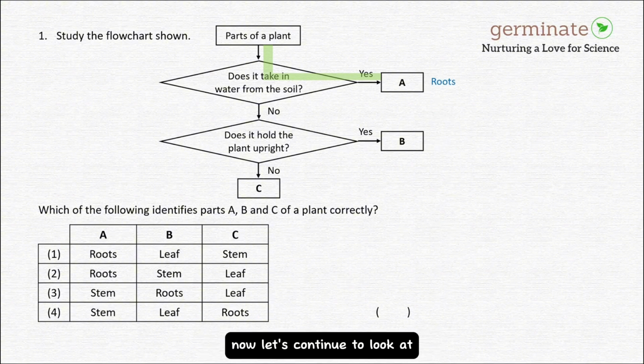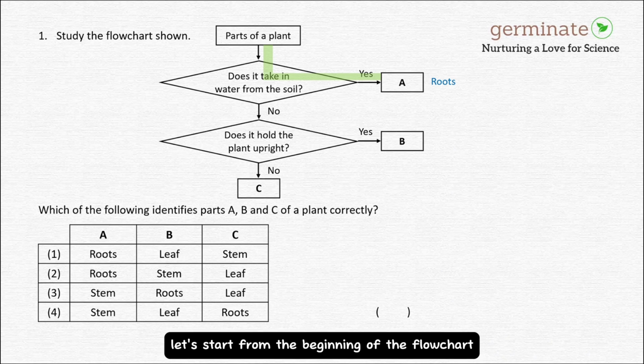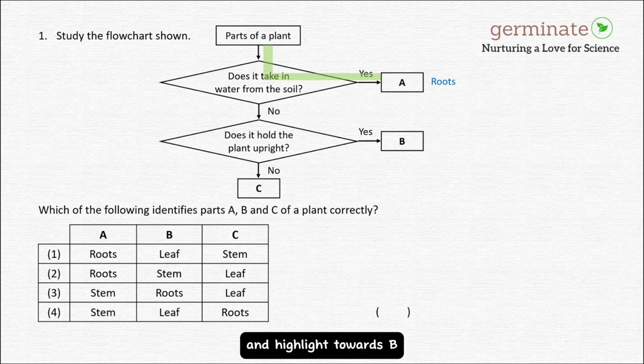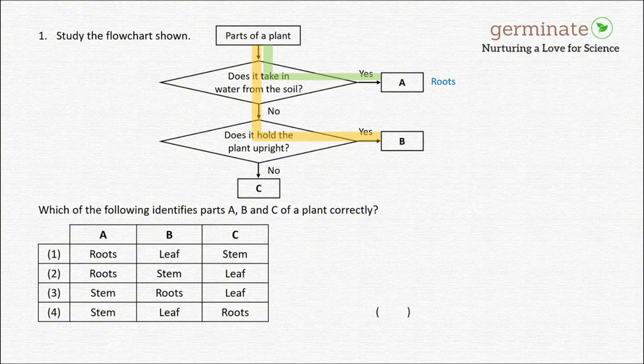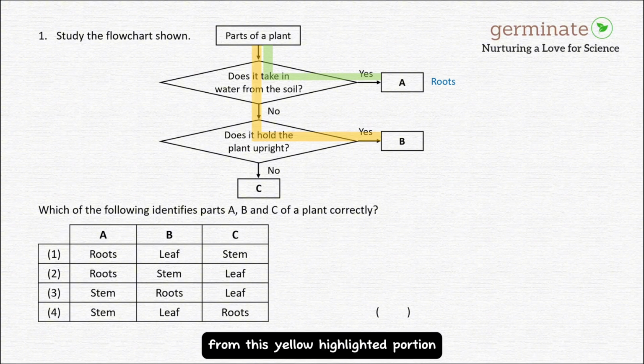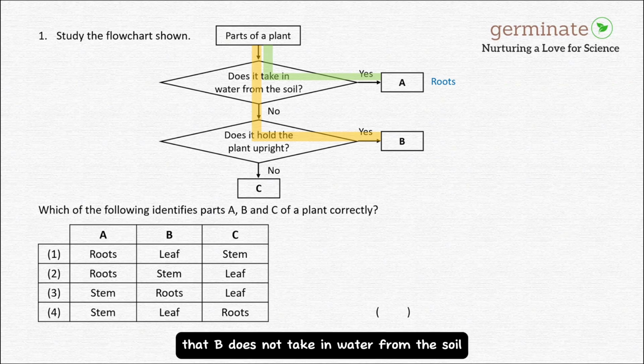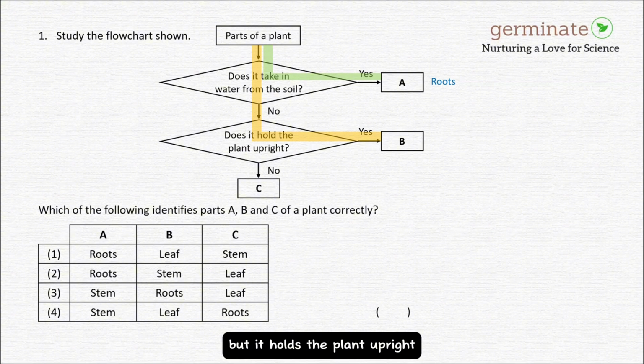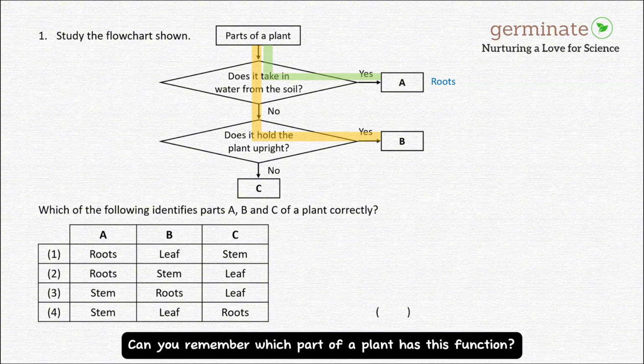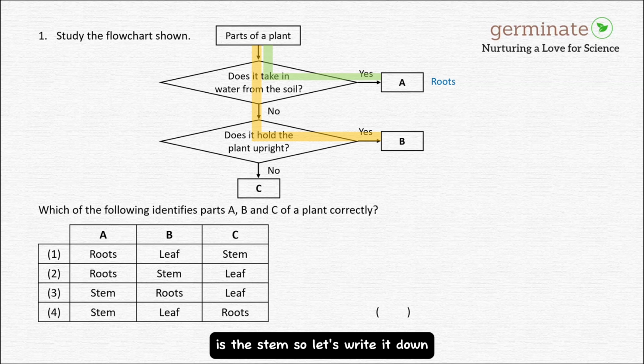Now, let's continue to look at what characteristics B will have. Let's start from the beginning of the flowchart and highlight towards B. From this yellow highlighted portion, what characteristics does B have? We can tell from the flowchart that B does not take in water from the soil, but it holds the plant upright. Can you remember which part of a plant has this function? It's the stem. So let's write it down.